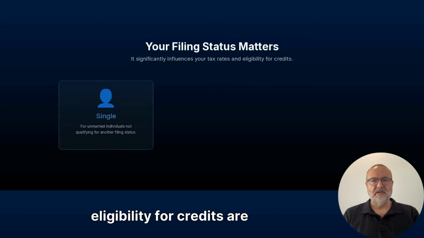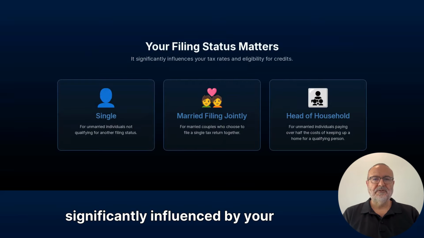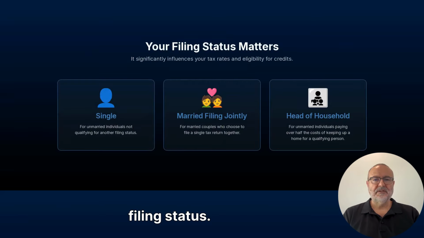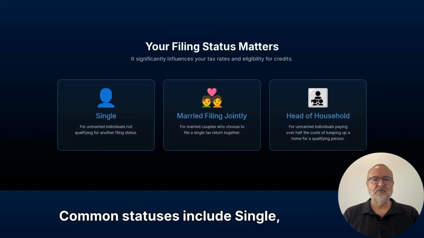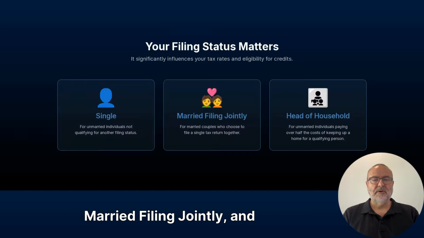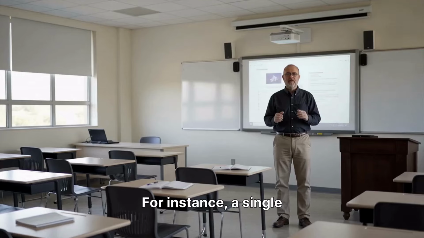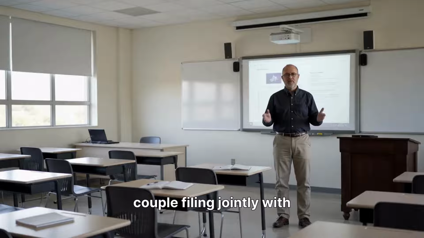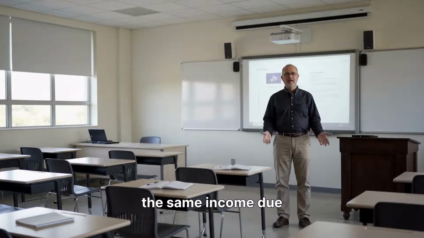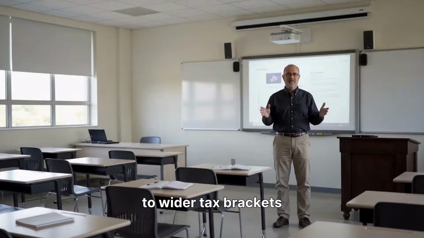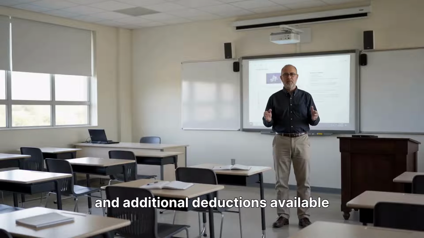Your tax rates and eligibility for credits are significantly influenced by your filing status. Common statuses include single, married filing jointly, and head of household. For instance, a single filer often pays higher taxes than a married couple filing jointly with the same income due to wider tax brackets and additional deductions available to joint filers.